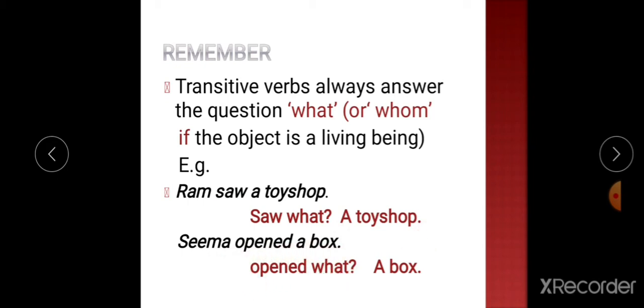Opened what? A box. Okay, students, always keep this in mind, beta, that transitive verbs always provide you the answer to what. Okay, what and whom. They always give answer to the question what or whom.